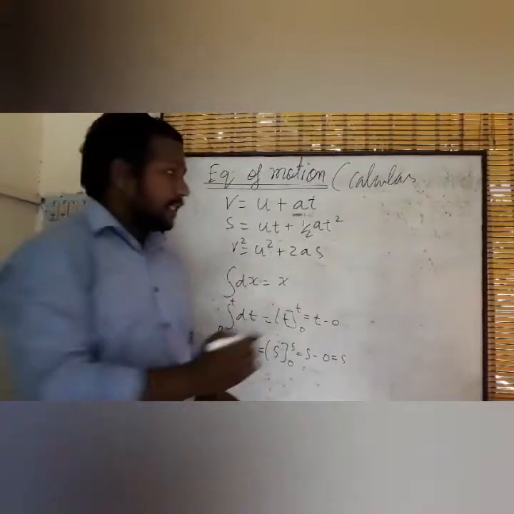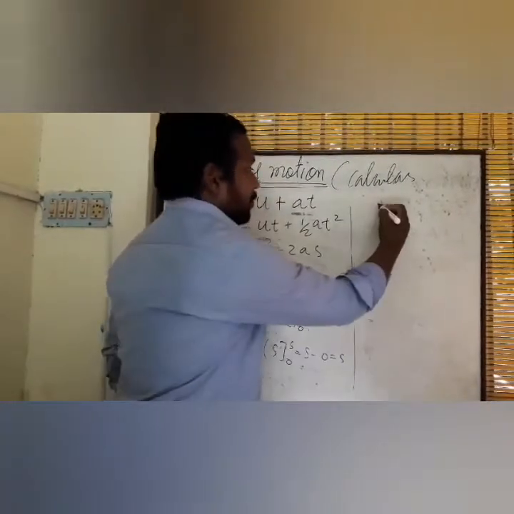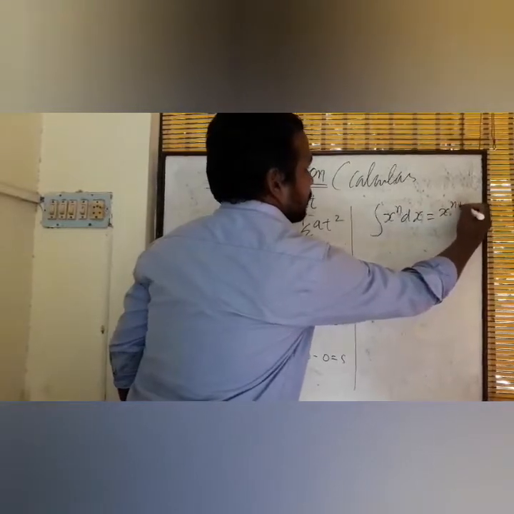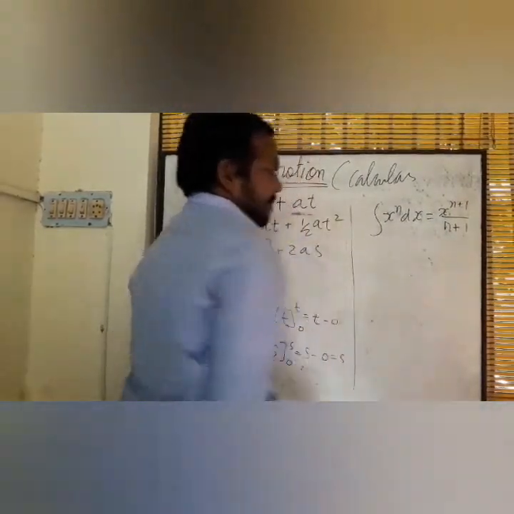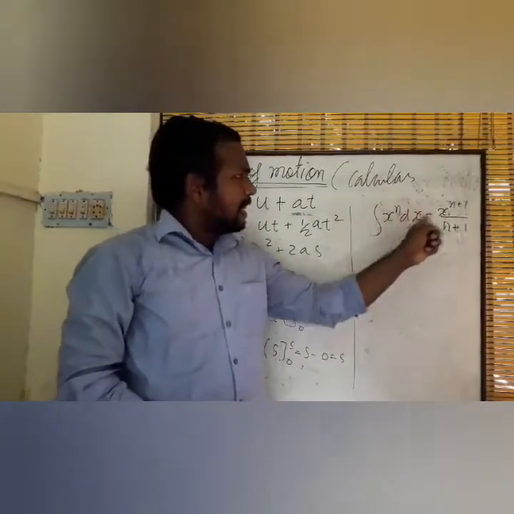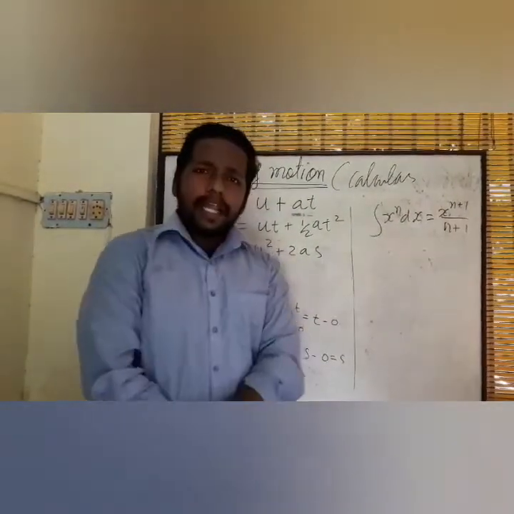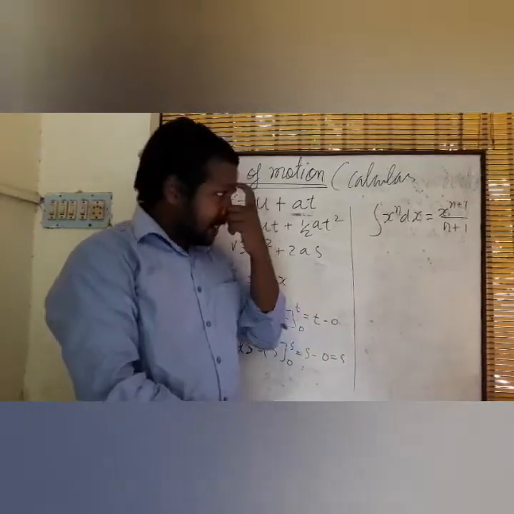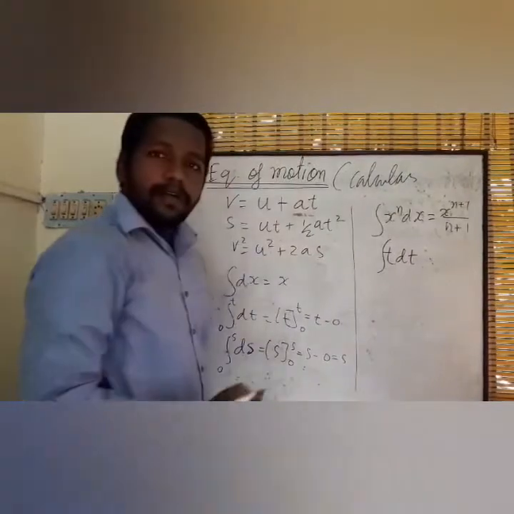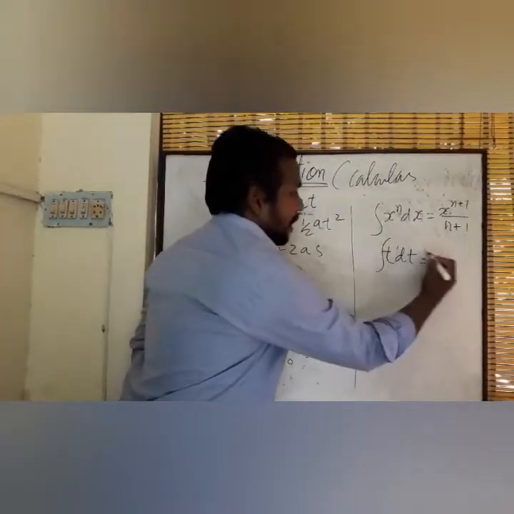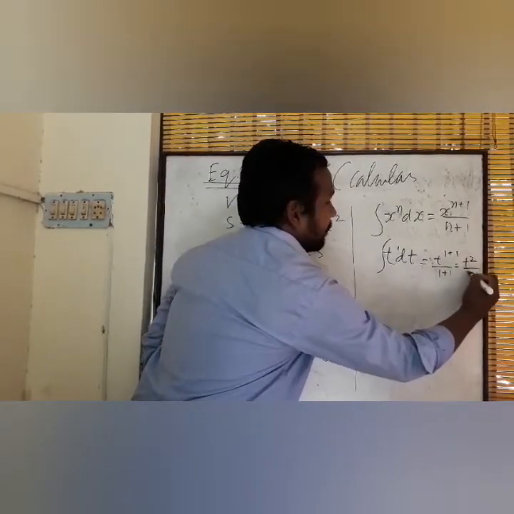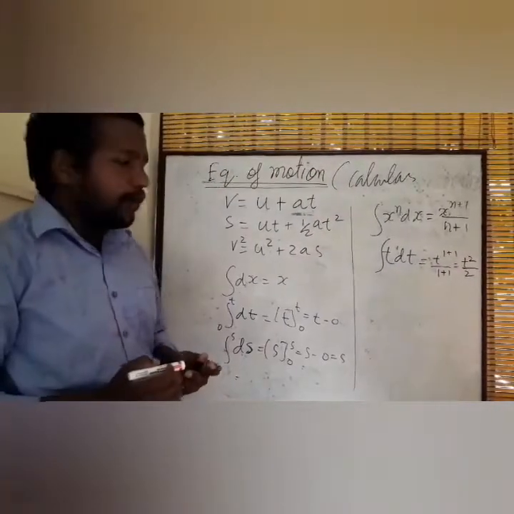Now I am going to introduce one more integration formula. Integration of x^n dx is x^(n+1) divided by n+1. Whenever we get x power n, we take it as x^(n+1) divided by n+1. So when we integrate t dt, the power is 1, so t^(1+1) divided by 1+1, that is t square divided by 2. I think you got this.